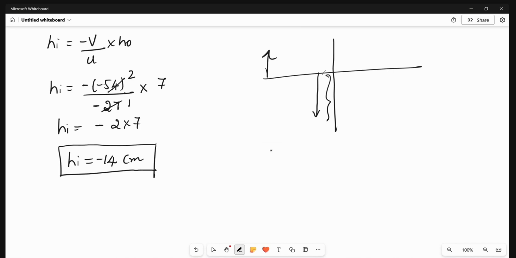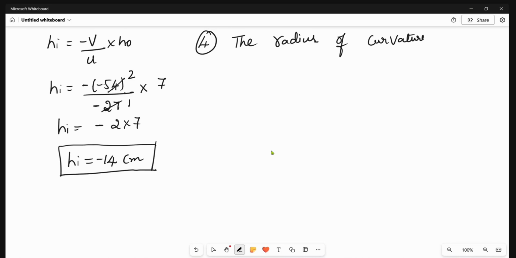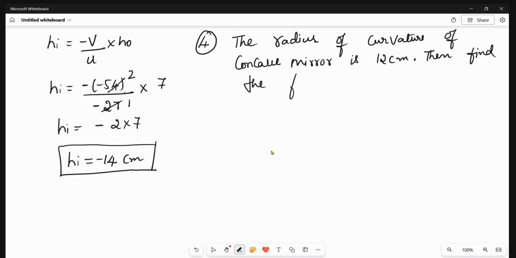Just seeing that, you will know. Most of the time it will be correct. Next question: the radius of curvature of a concave mirror is 12 centimeter. Then find the focal length. Calculate and tell me now.